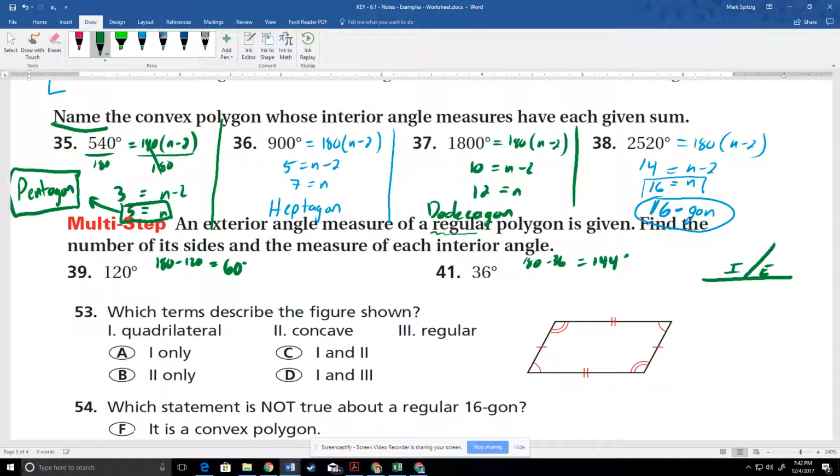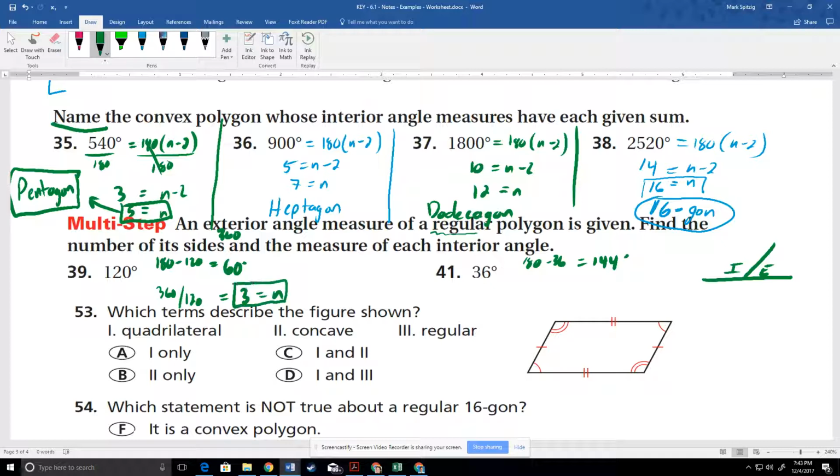Okay, so those are the interior angles, but then it also asks me for the number of sides. Well, if I know the exterior angles are given, when I think exterior, I think 360. So how many of these 120-degree exterior angles fit into this 360, because they're all the same, since it's regular? If I didn't know that off the top of my head, we just do 360 divided by 120, which gives me 3. So in this case, n equals 3. That's the number of sides it has.